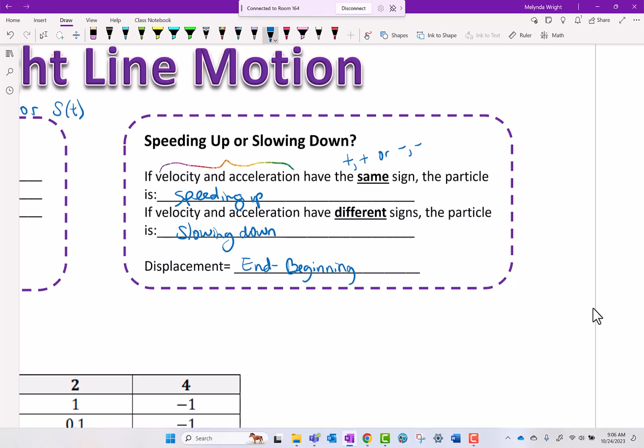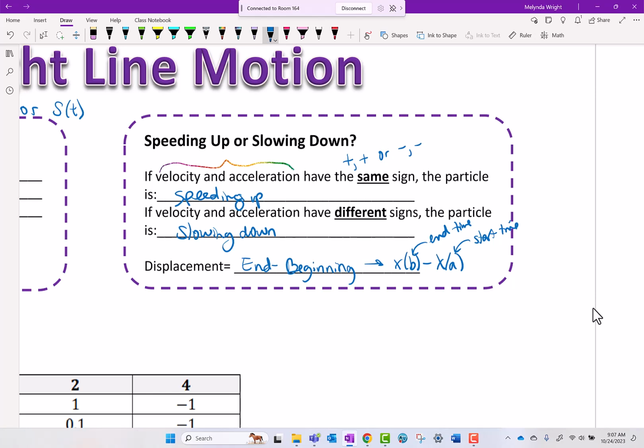Those are different. And so displacement in words is end minus beginning, and you use the position. So in symbols, we could write x of b minus x of a, where a is the start time and b is the end time.